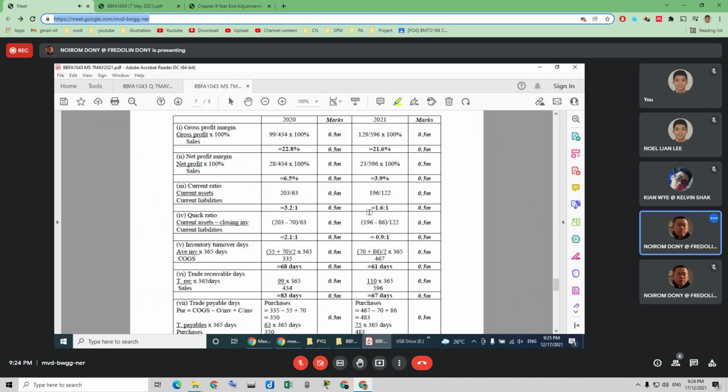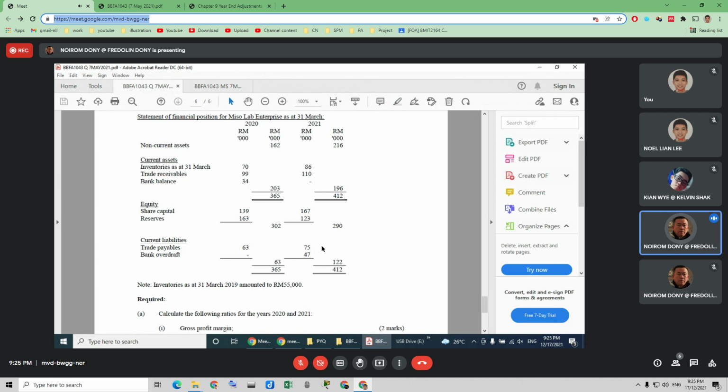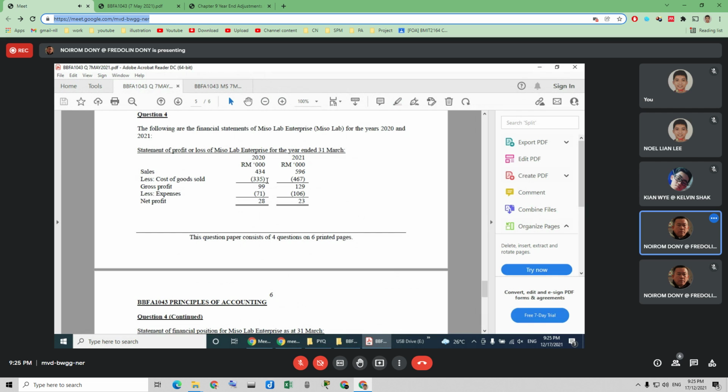Then efficiency, the inventory. Inventory turnover in number of days. So remember, average inventory divided with cost of goods sold. So average inventory, can we find the average inventory? For 2020, you cannot see the opening inventory and closing inventory, isn't it?